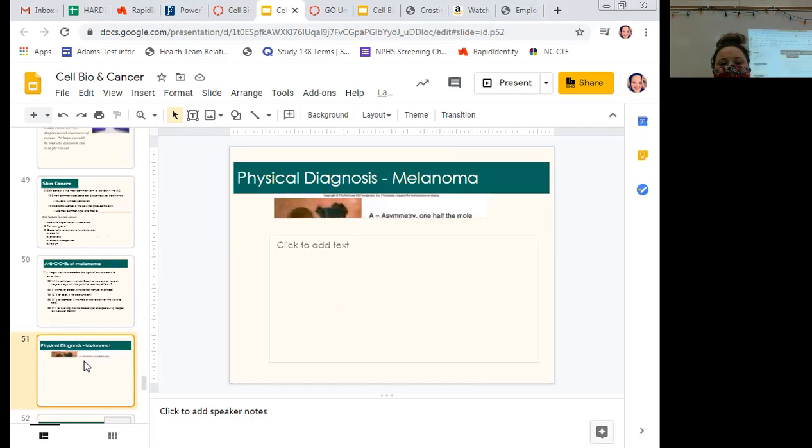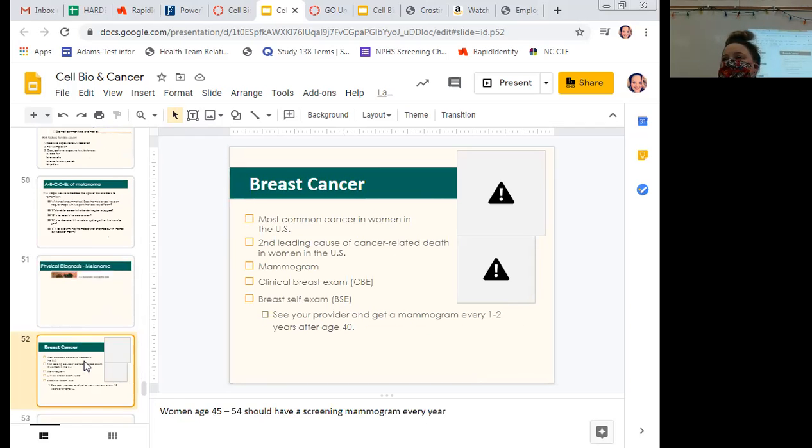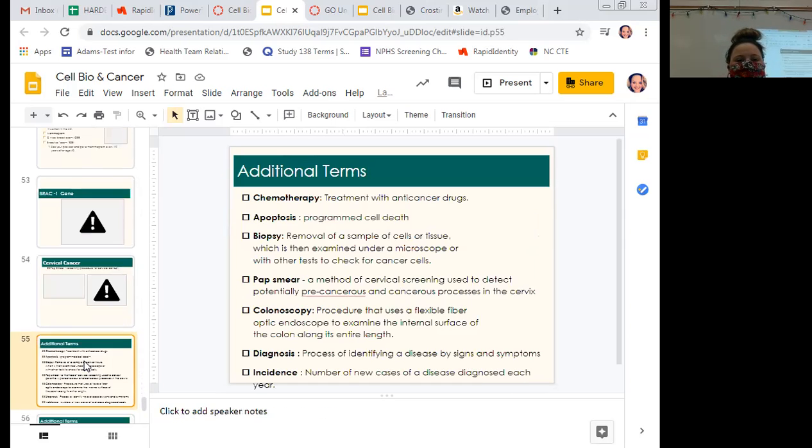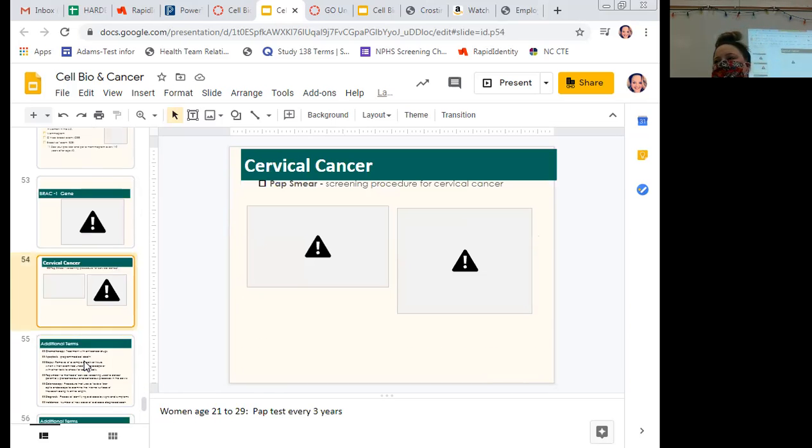You need to know, guys, for breast cancer, what is the screening tool they use for breast cancer? How do they test for breast cancer? It's a mammogram, okay? It's a mammogram. You need to know for cervical cancer, what's the test they do for cervical cancer? They test your cervix. It's a pap smear. You need to know what that is, okay?